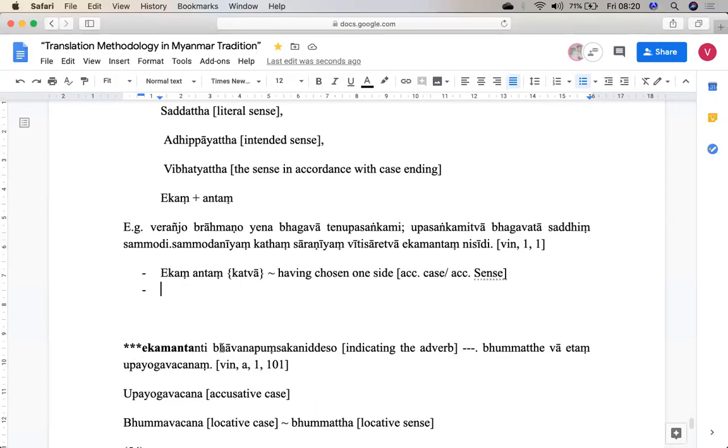So bhāvanapuṃsaka is adverb, or the synonym of kriyāvisesana. In Pāli, an adjective is nāmavisesana: nāma is noun, and the modifier for the noun is nāmavisesana, that means adjective. And kriyāvisesana: kriyā is verb, visesana is modifier. A modifier to the verb is kriyāvisesana, adverb.